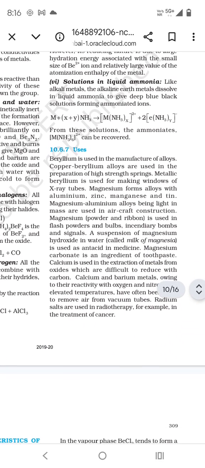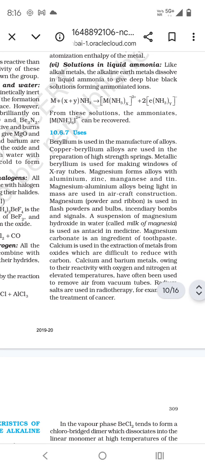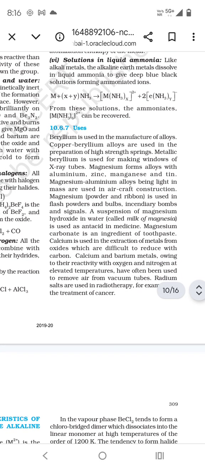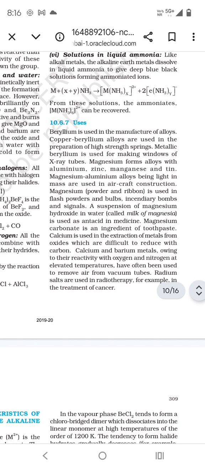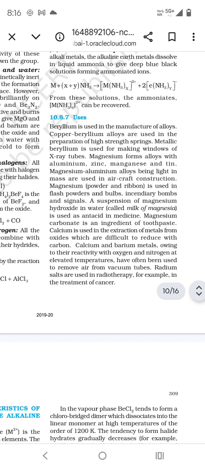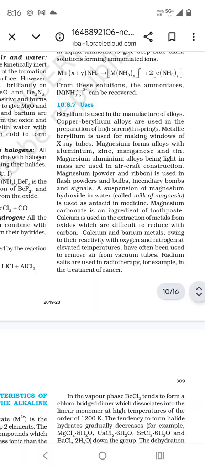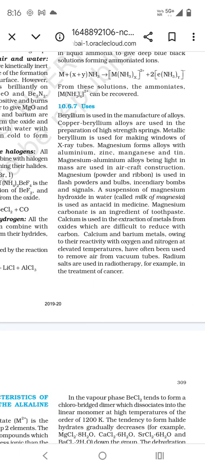Uses of beryllium. It is used in the manufacturing of alloys. Copper beryllium alloys are used in the preparation of high strength springs. Metallic beryllium is used for making the windows of X-ray tubes. Magnesium forms alloys with aluminium, zinc, and manganese. Magnesium-aluminium alloys, being light in mass, are used in aircraft construction.